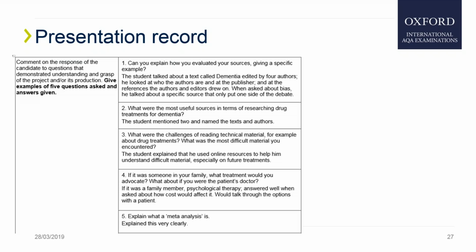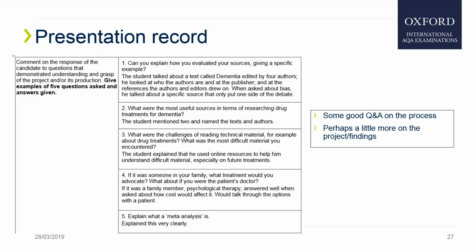So the supervisor here comments on the response of the candidates to questions that demonstrated understanding and grasp of the project and its production. So it says, give examples of 5 questions and answers. So there's some good Q&A here on the process, perhaps a little more on the project findings. So if you look at the questions, the first one is about evaluation of resources. Then the second one is about resources. Third one is about challenges of reading technical material. Fourth one is about some sort of personal question based on the findings, and the last one is a clarification of a term.